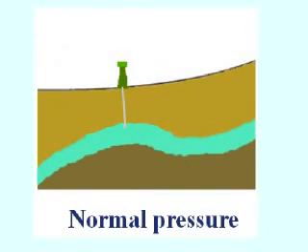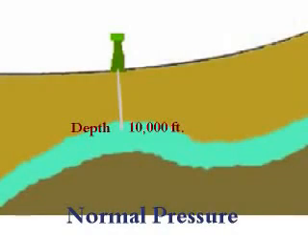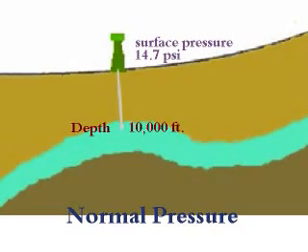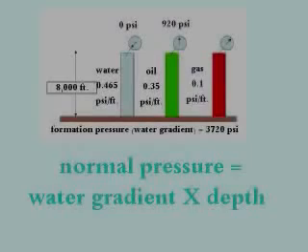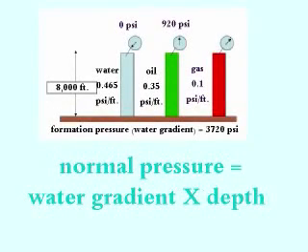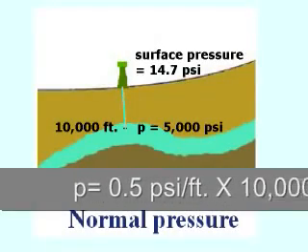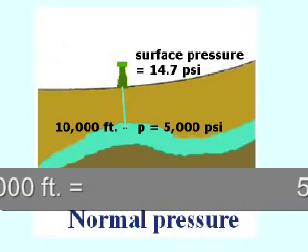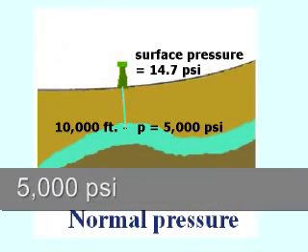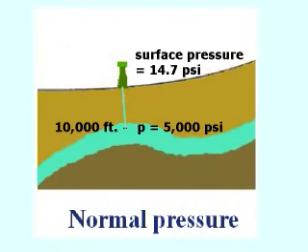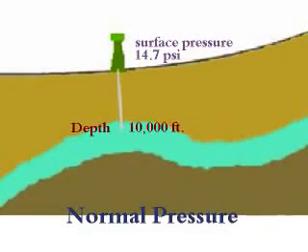In this picture, we've drilled into an anticline structure full of water at a depth of 10,000 feet. The pressure at the surface is 14.7 psi. To calculate the pressure of the water at a depth of 10,000 feet, we use the formula: pressure equals water gradient times depth, or P equals 0.5 psi per foot times 10,000 feet, which gives a pressure of 5,000 psi.